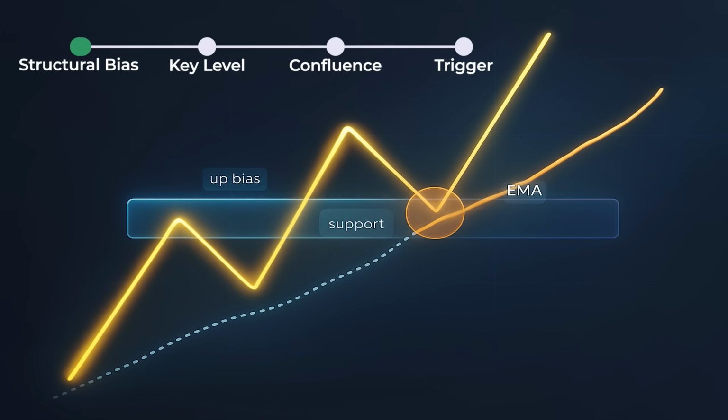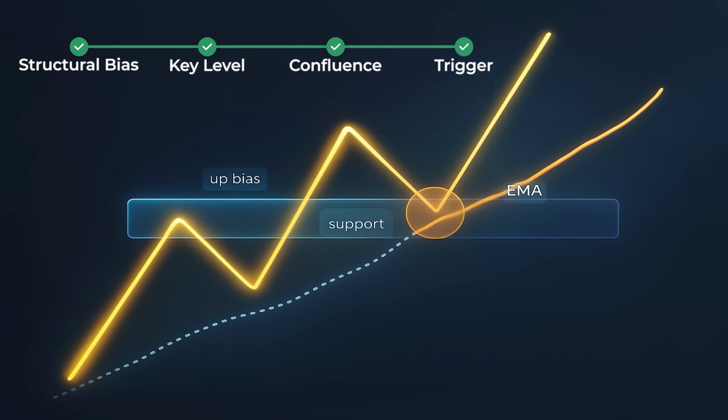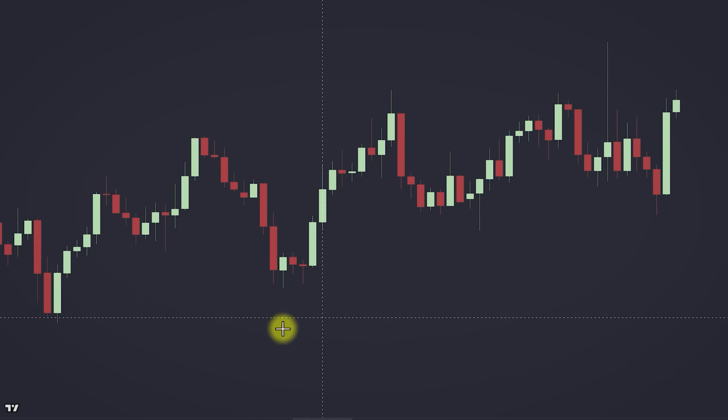The smart approach is to wait for multiple independent reasons to align at the same place and time. Here's your first Confluence model, and it's going to be the backbone of your entire trading approach. You need your higher time frame trend, plus a key support or resistance zone. Let me show you exactly what this looks like.